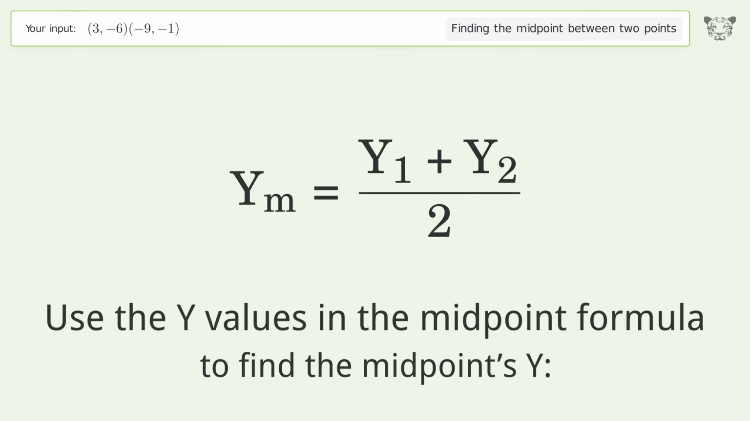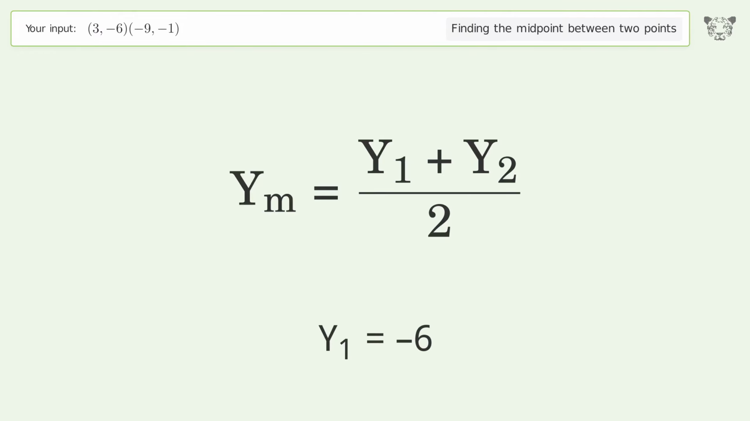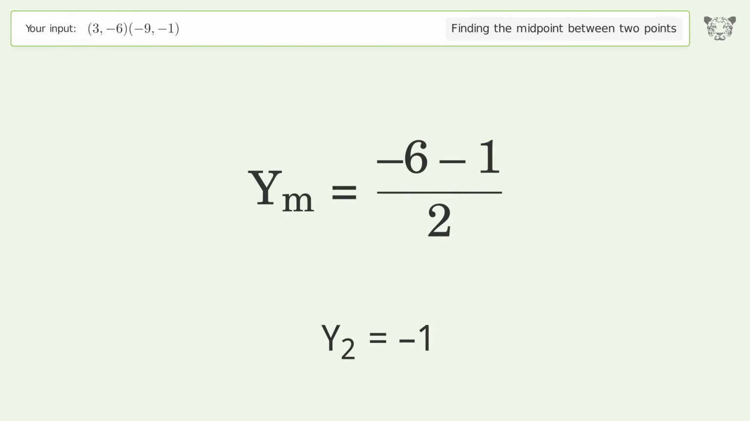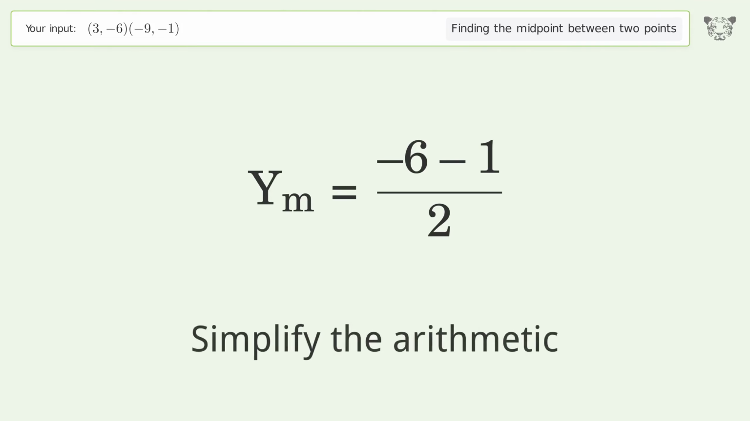Use the y values in the midpoint formula to find the midpoint's y. y1 equals -6. y2 equals -1. Simplify the arithmetic.